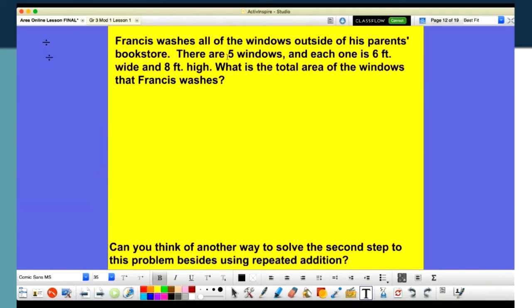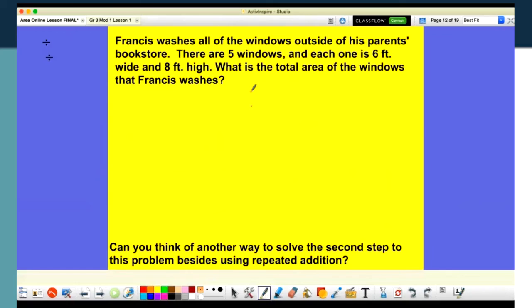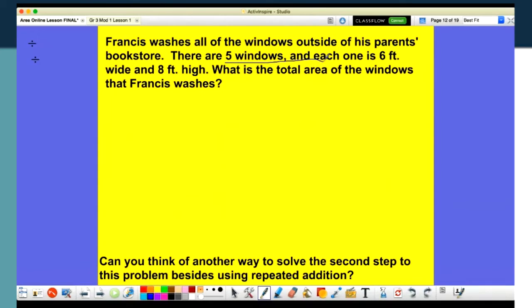Francis washes all of the windows outside of his parents' bookstore. Okay, there are 5 windows, and each window is 6 feet wide and 8 feet high. What is the total area of the windows that Francis washes? All right, so my keywords here, it's asking what is the total area. Okay, so I'm looking for a total, and I know that there are 5 windows. And it does give me the measurement of each window, 6 feet by 8 feet.